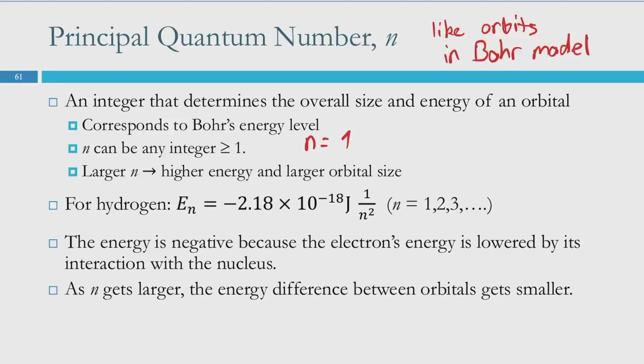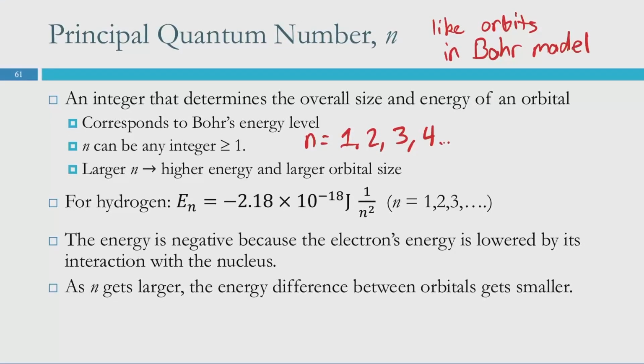So n equals 1, 2, 3, 4, and so on. It sort of caps out at 7. As you get to these higher numbers, you get higher energy, and we're also going to have larger orbital size, like with our Bohr model.